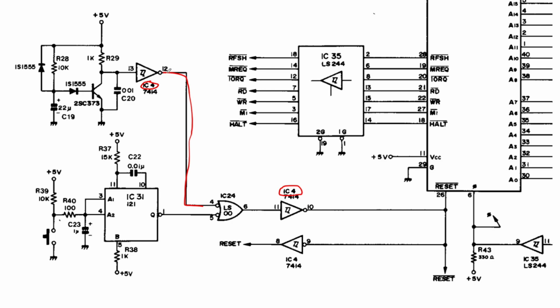But this one comes from the output pin 12 of the inverter. So we should check pin 12 of IC4 to see if it is low. If it is low, it would explain the problem. We should check the same thing on pin 1 of IC31. If either one of them is low all the time, we explain the problem.